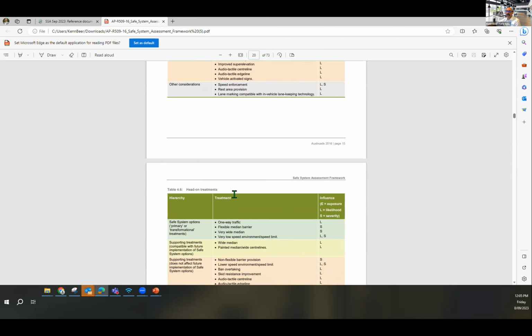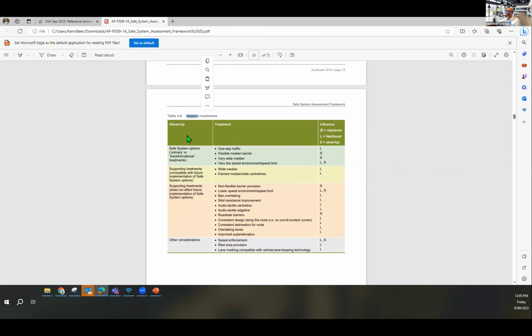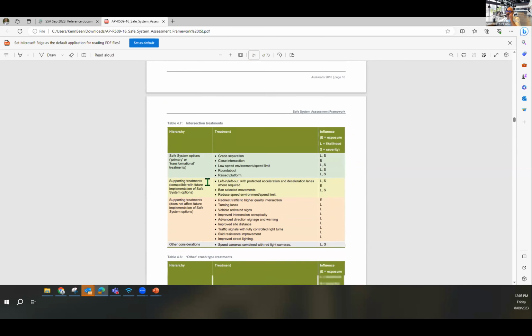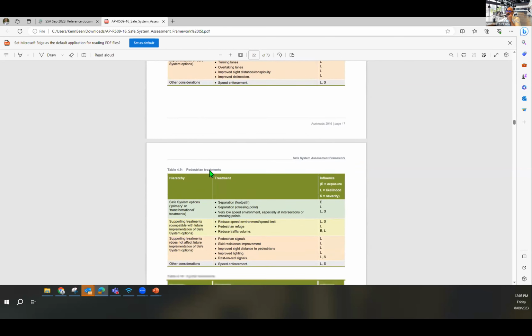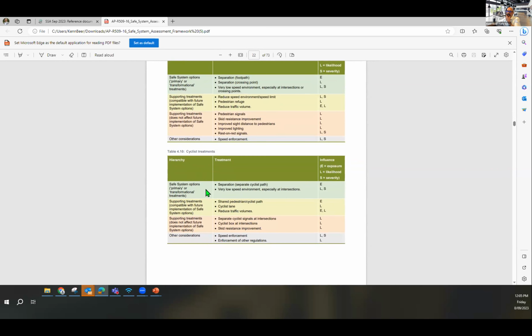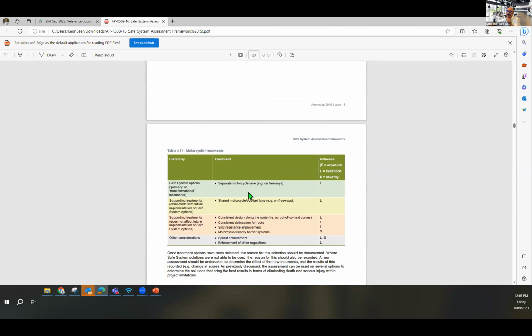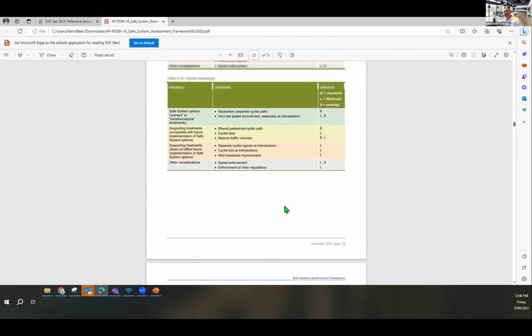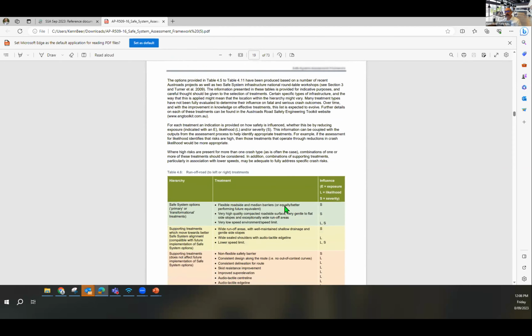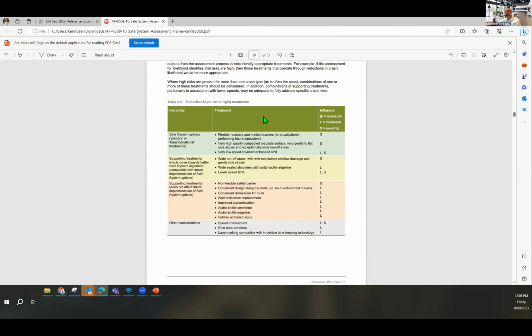These are the buckets I was talking about. For head-on treatments, here are the buckets: primary, supporting, intersection, other, pedestrians, cyclists, motorcyclists. That's not covering everything, but it's covering quite a few to get your head around this primary and supporting. So I suggest you have a look at that when you're coming up with ideas for treatments and you're putting them in there.